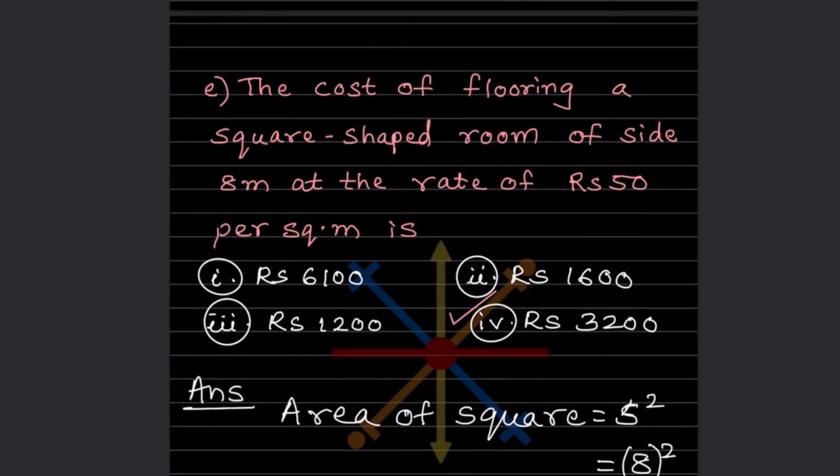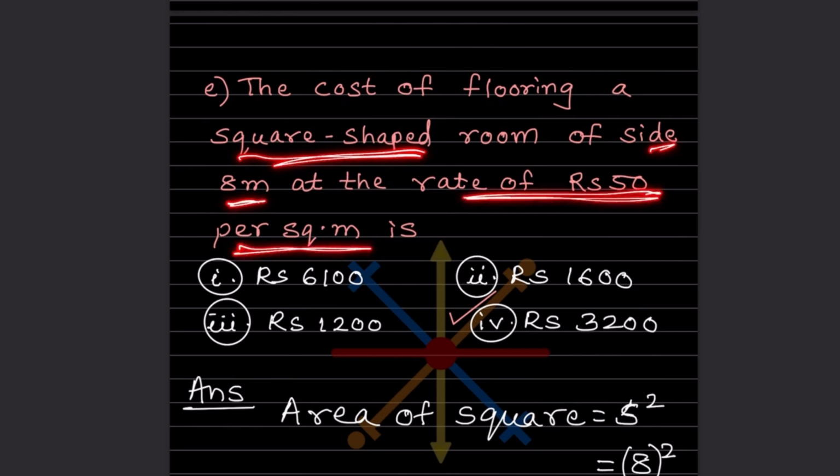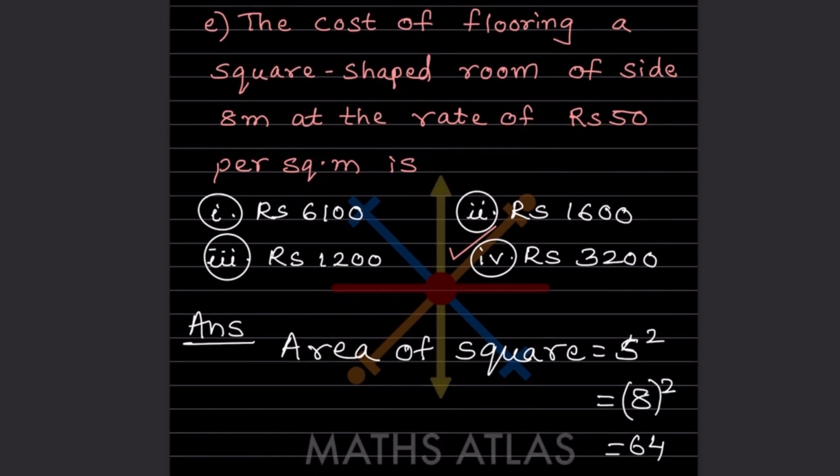So now they said the cost of flooring a square shaped room of side 8 meter at the rate of 50 per square meter. Now see, this square is given. Many times there is always confusion when the cost is given, whether it's a perimeter or whether it's an area. Wherever the word square is given, you have to find out the area, start with the area. So what are you going to write here? Area of square is side square. Now they said this is 8 meter. So this 8 and square of it, that will be 64 square meter.